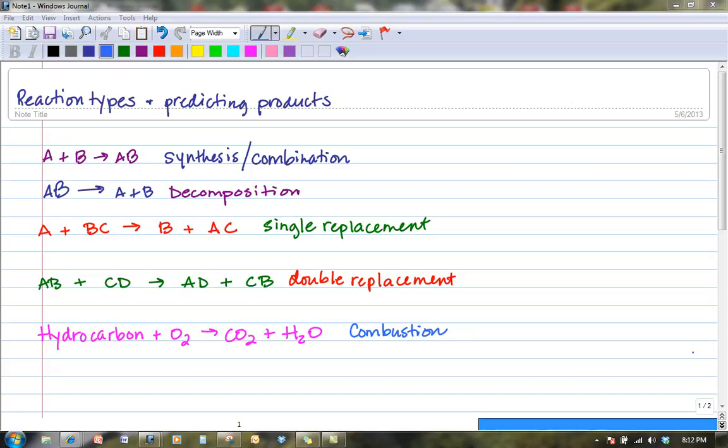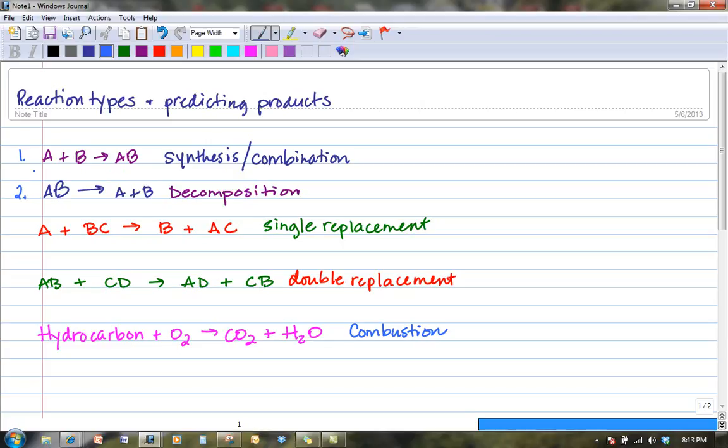Hello, we're going to continue our review by looking over different reaction types and predicting products. There are 5 different reaction types that you need to know. The first one is A plus B yields AB, where you have two small compounds or elements that join together to form one large compound. This is called synthesis or combination.